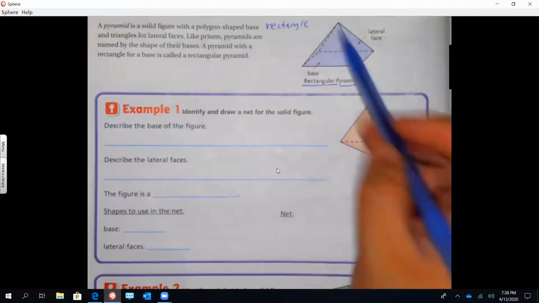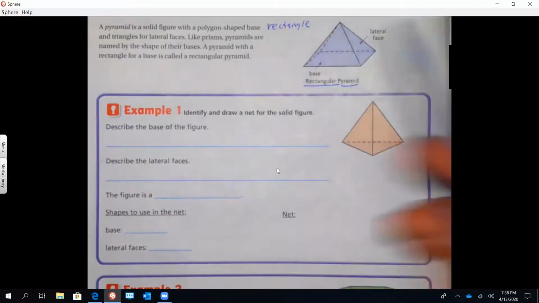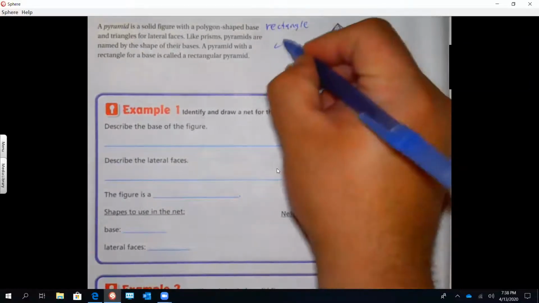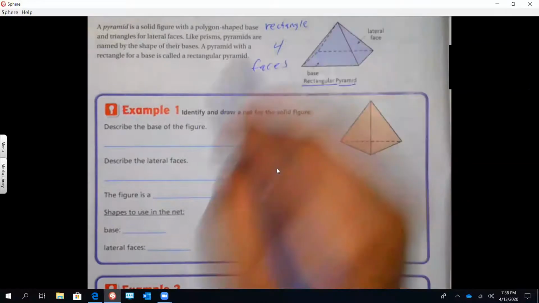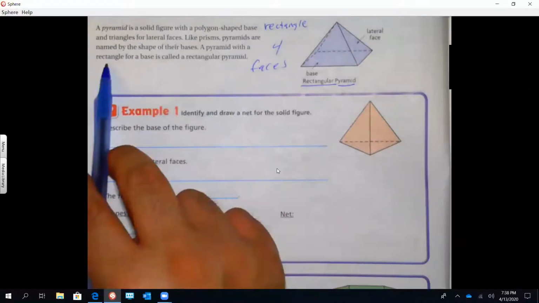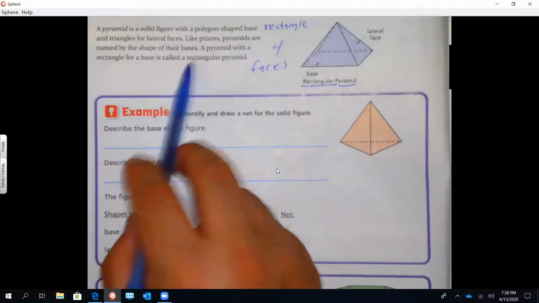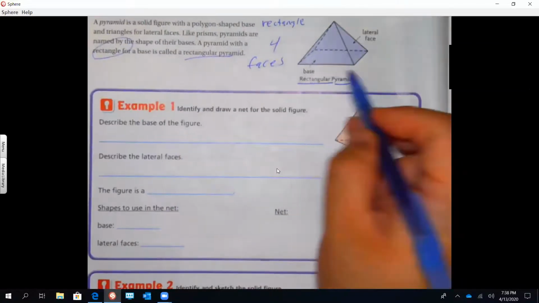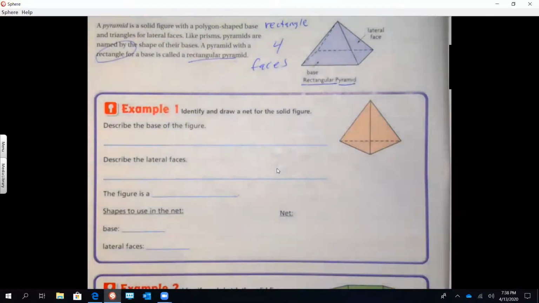This is the face, face, face, face. So how many do you see here? 1, 2, 3, 4. So there are 4 faces. A pyramid with a rectangular base is called a rectangular pyramid. So if the base is a rectangle, it has to be a rectangular pyramid.